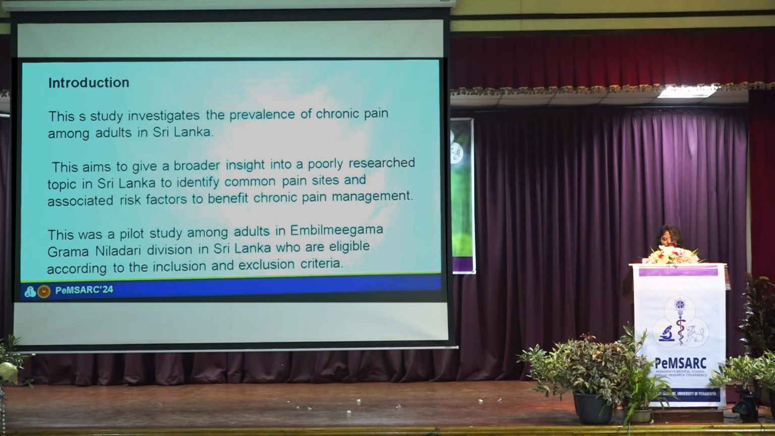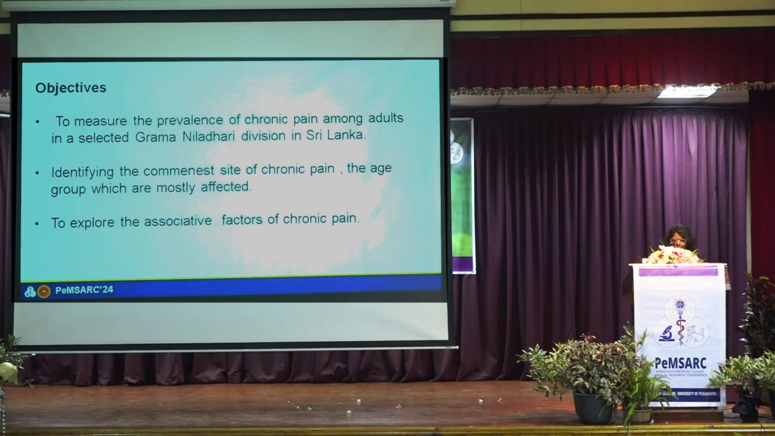This study aimed to give a broader insight into a poorly researched area, which is the prevalence of chronic pain, and to identify the common pain sites, and those analyses could be used for the better benefit of chronic pain management. This was a pilot study, and the participants were selected according to eligible inclusion and exclusion criteria. The objective of our research was to measure the prevalence of chronic pain among adults in the APPLICABILITY GRAMA NILADHARI division.